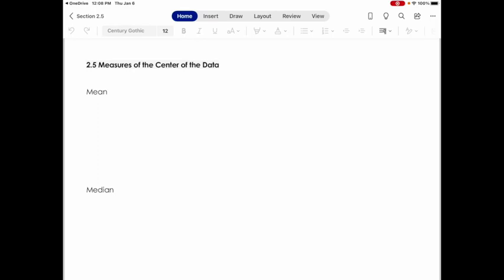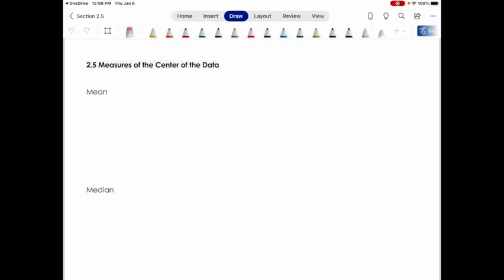In this lesson, we're going to talk about measures of the center of the data. Now, when we talk about measures of center, what we mean is a value that describes the data by summing it up in one value. So it's a way for us to give a representative or a typical value in the data set. Now, there are three commonly used measures of center. We have the mean, median, and mode.